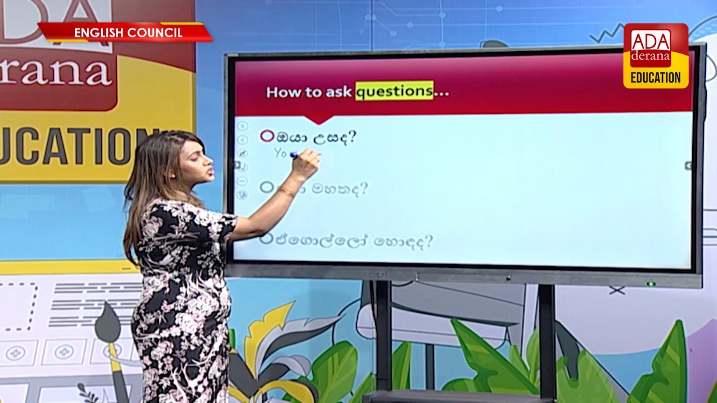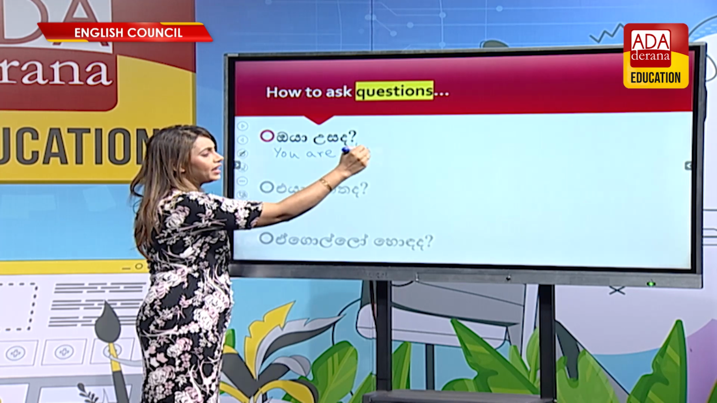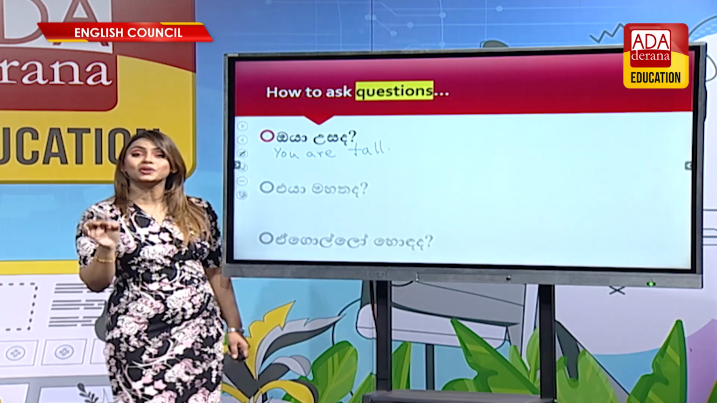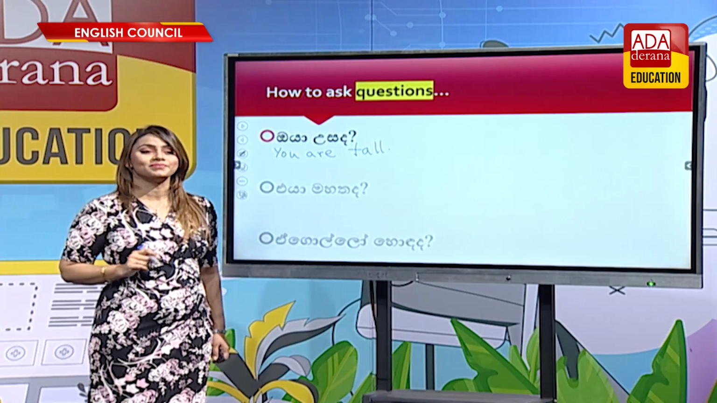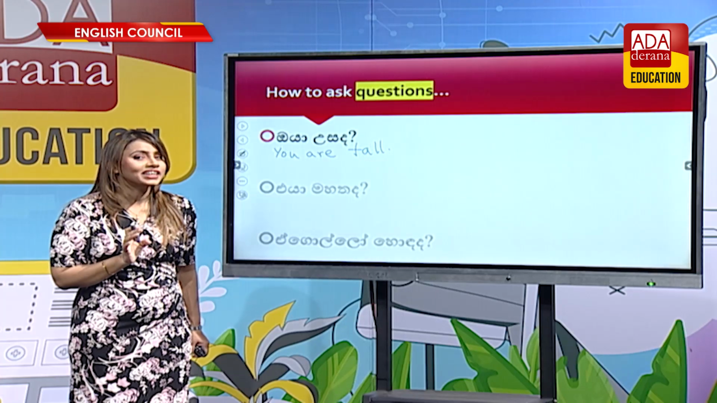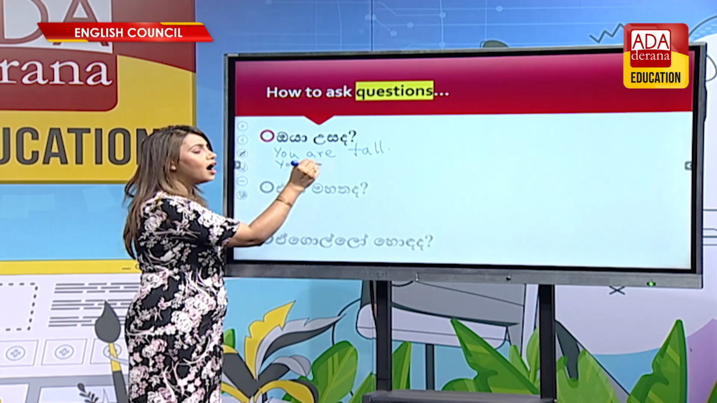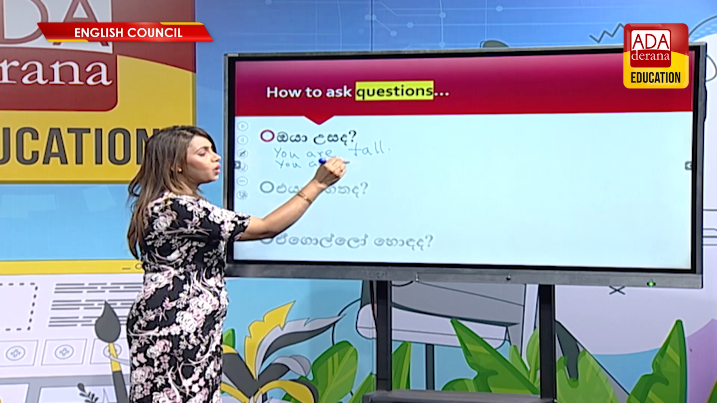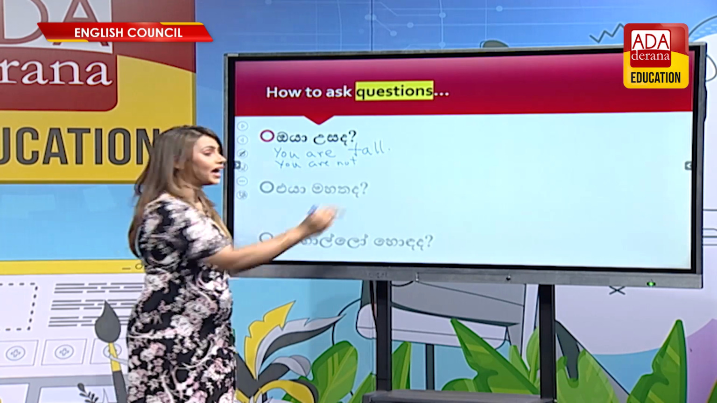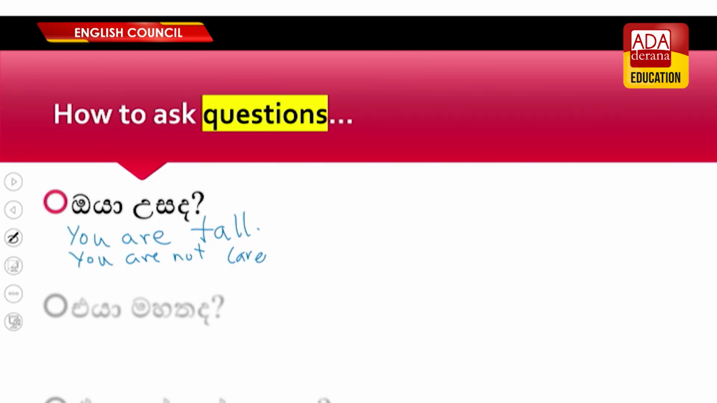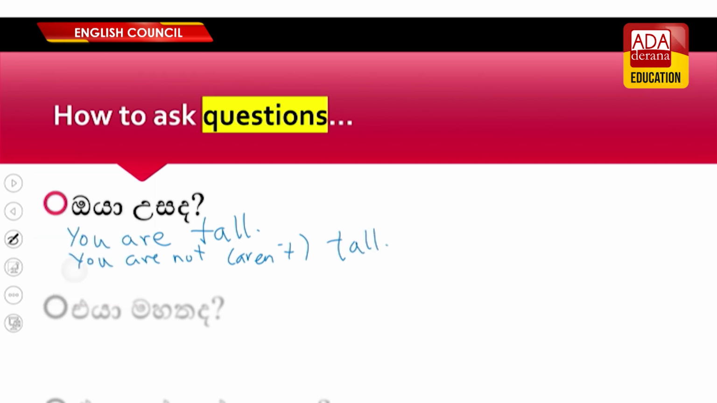You are tall. දැන් එකම මේ නීතිය තමයි යන්නේ, right? You are tall. How do you construct the negative sentence? You will say, you are not. Or you'd say, you aren't. You aren't tall. Now let's construct the question. You know how to construct the question.